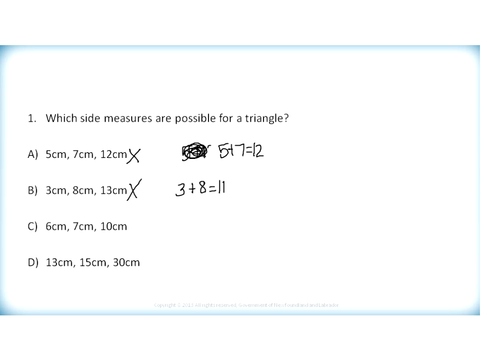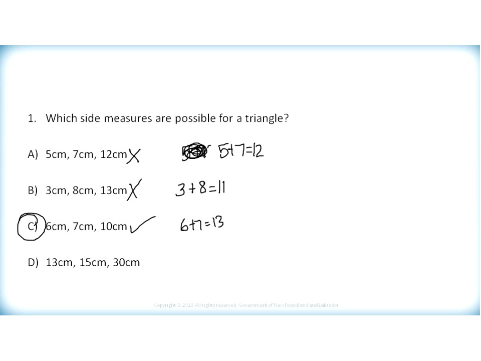Okay, now if I do C, my two shorter sides are 6 and 7. So I'm going to add them together. 6 plus 7 works out to be 13. Well, 10 being the longest side in the triangle, whether I add that to the 6 or to the 7, it's definitely going to be longer than the third side. So 6 plus 7 is greater than 10. That means that this one is the one we want. So the answer is C.